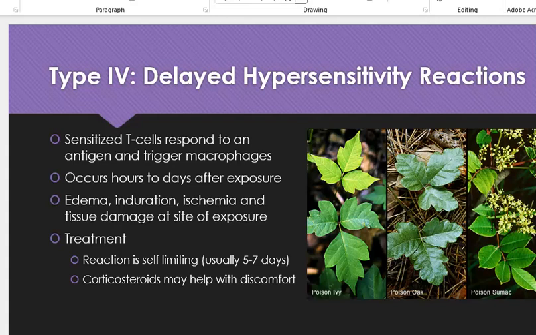Or contact dermatitis with exposure to poison ivy. Insect stings would also be a delayed hypersensitivity reaction as well as a transplant reaction.